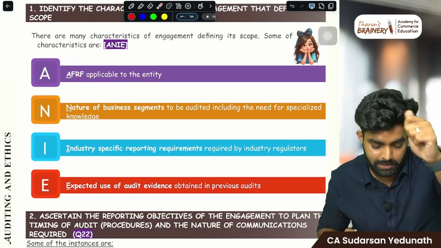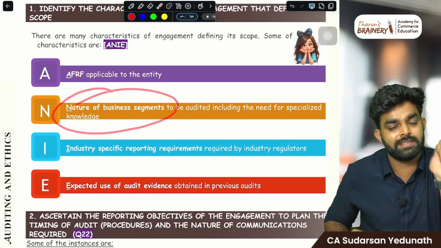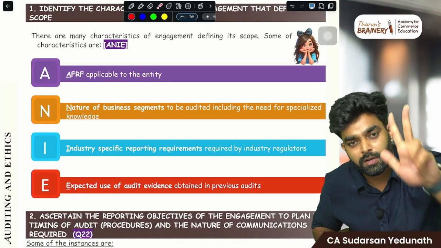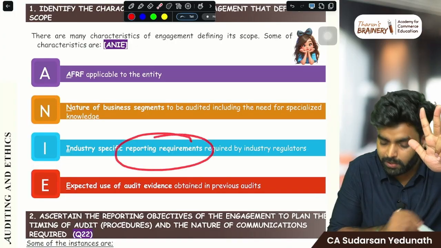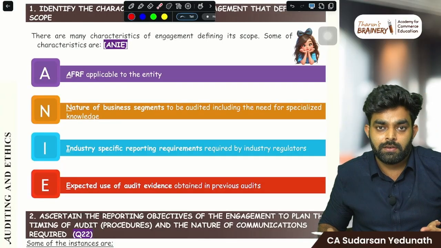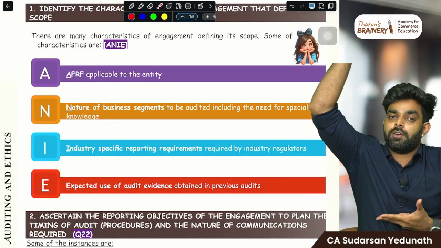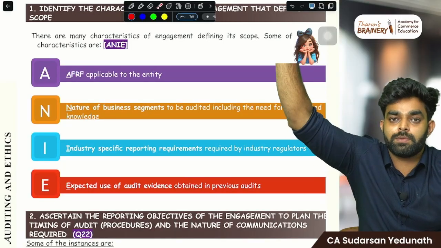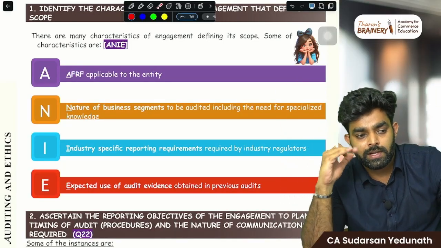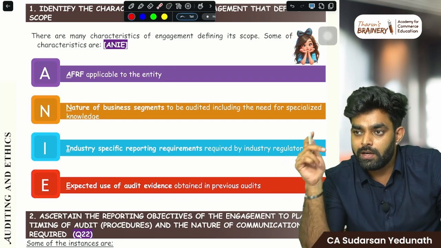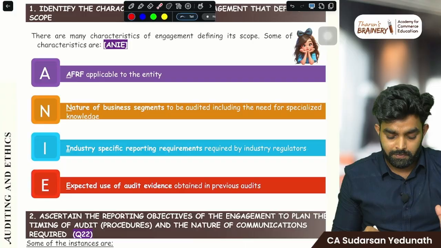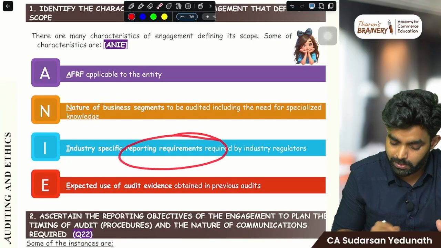Then, what is the nature of the business segment to be audited? And what are the industry specific requirements? Is there any industry specific reporting requirement? Imagine that it is MRF Tyres, manufacturing tyres, right? They will have this emission of smoke. So sometimes what will happen is the government will suddenly say, if you are emitting more than this amount of smoke, you need to do a reporting, this kind of reporting. So depending upon the industry, make sure whether there is any industry specific reporting requirement.